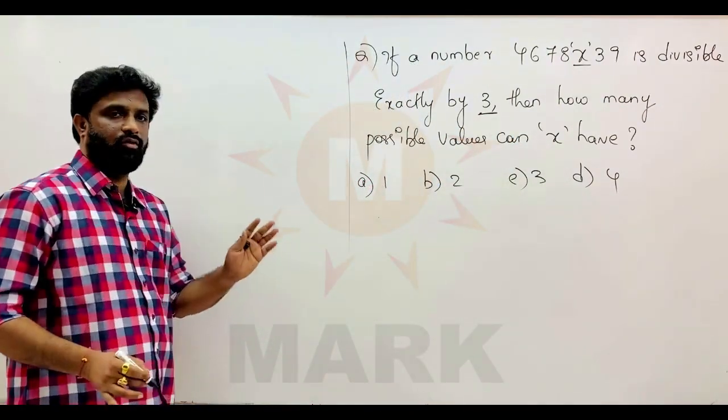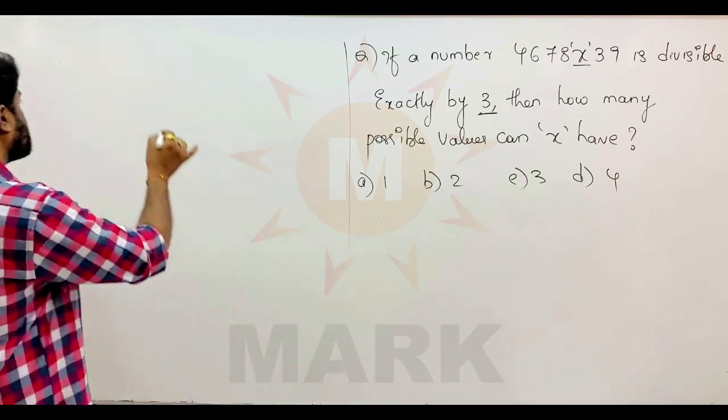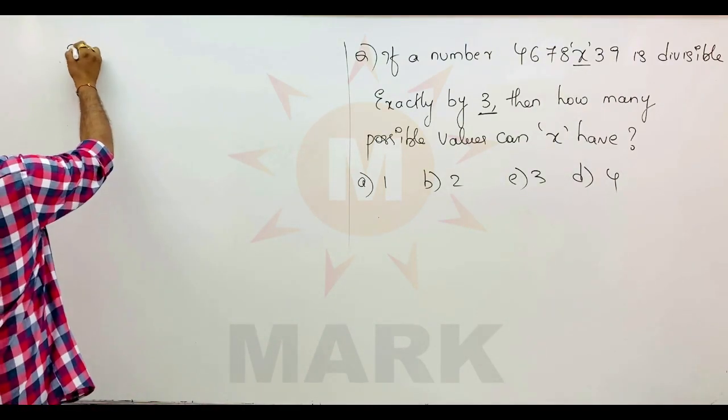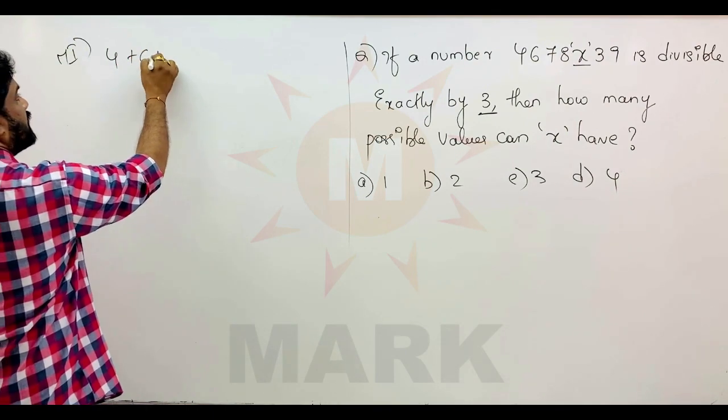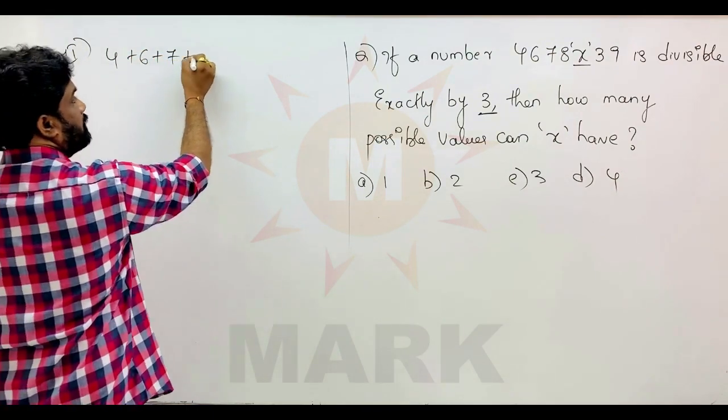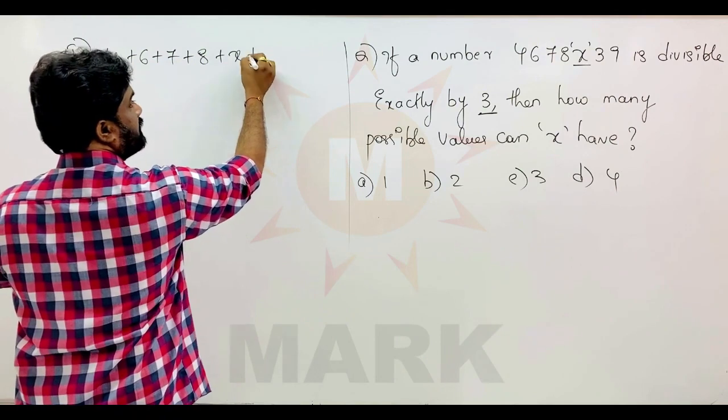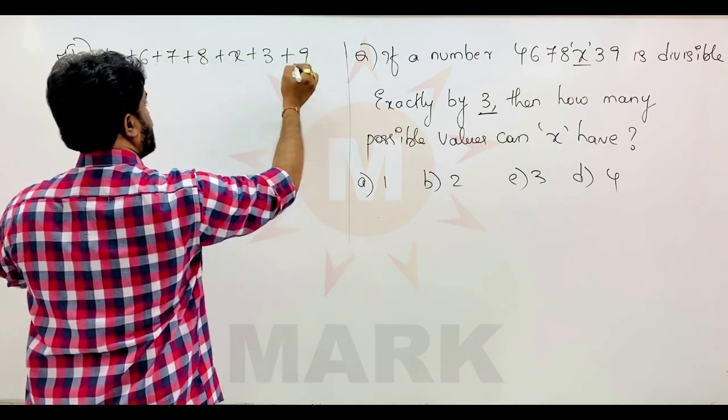The options are 1, 2, 3, 4. Friends, first I am going by the digit sum method. Method 1. So 4 plus 6 plus 7 plus 8 plus x plus 3 plus 9, I am counting it.